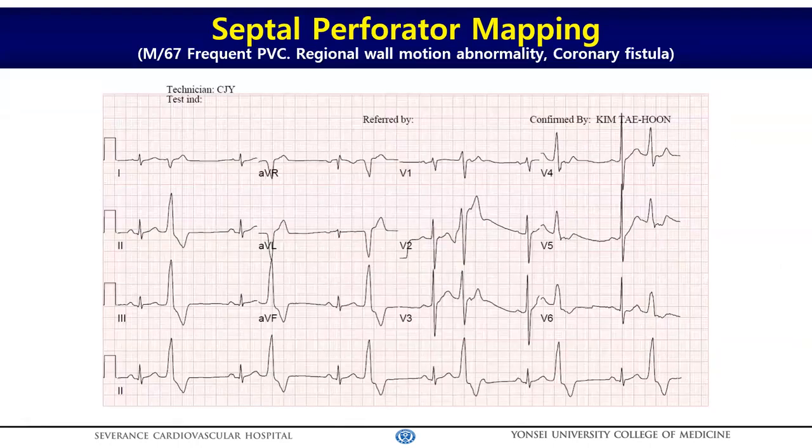This is an ECG of a 67-year-old male patient with frequent PVC. He also has a coronary artery fistula and marginal regional wall motion abnormality on echo. At first glance, it is an outflow tract PVC, but if you look at V1 to 3, the intrinsicoid deflection time is quite unusually long. Lead 1 shows the S wave, relatively left side, the summit focus.